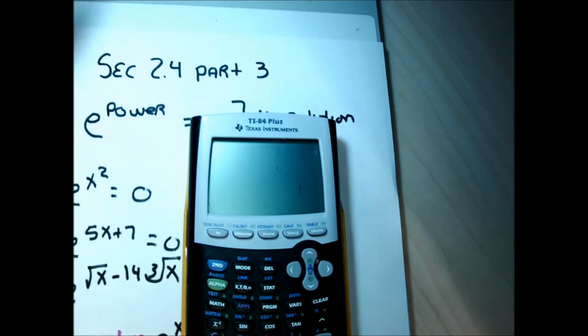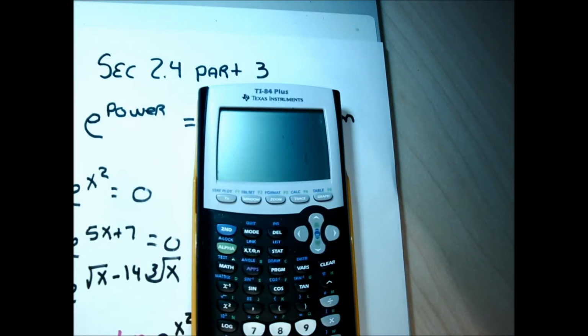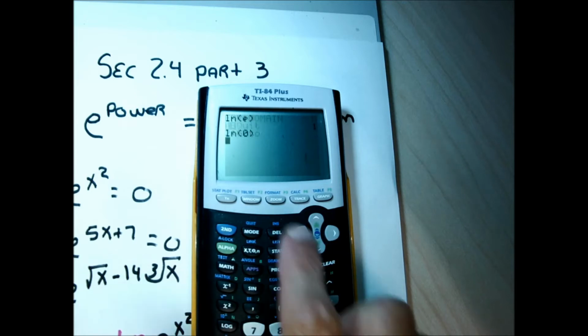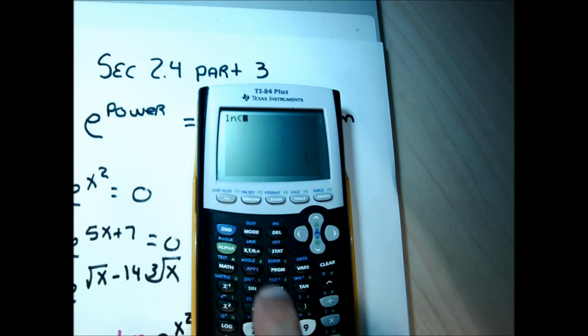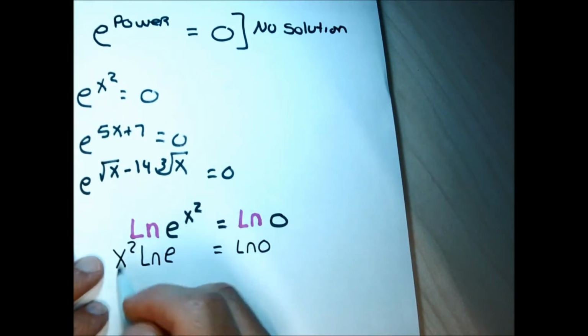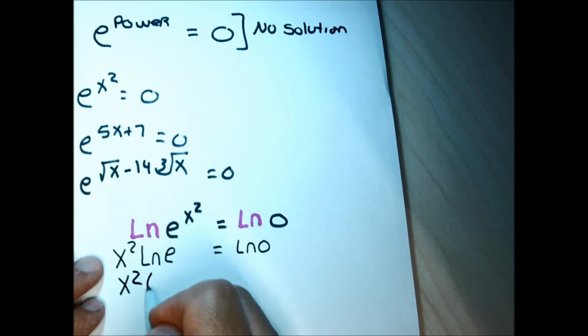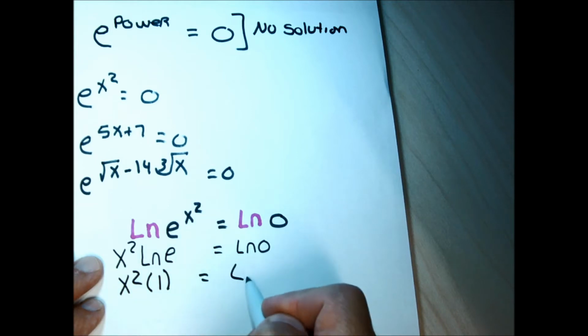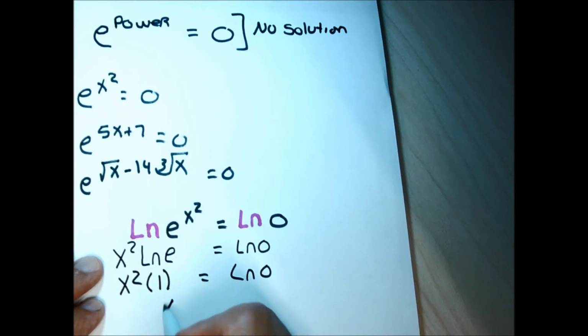And then on the left side, the ln of e is 1. If I did ln and then second and divide key to get an e without an exponent, you'd see the ln of e is 1. So the left side's going to be x squared times 1 equals the natural log of 0, which gives me x squared equals the natural log of 0. The next thing I might do is take the square root of both sides to solve for x.